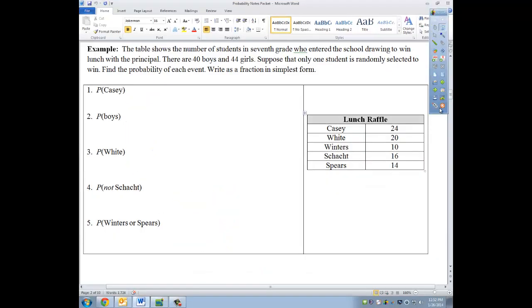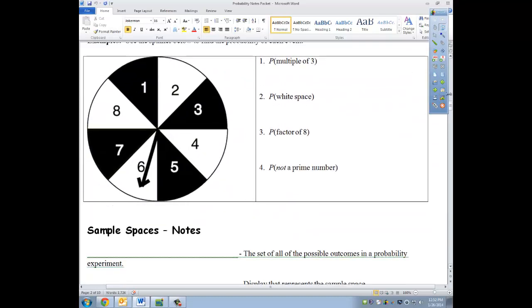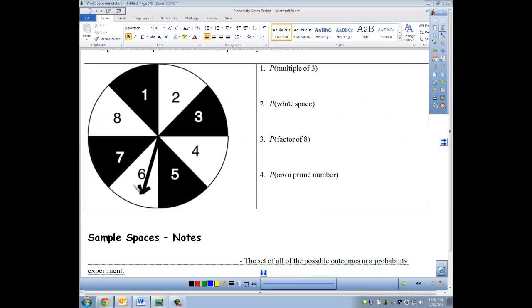The next example on the next page involves a spinner. All of the numbers are equally divided. We got numbers 1 through 8. Number 1, we want to find the probability that it's going to be a multiple of 3. Multiples of 3 would be 3 and 6. So I get 2 out of 8 possibilities. 2 over 8 reduces down to 1/4.